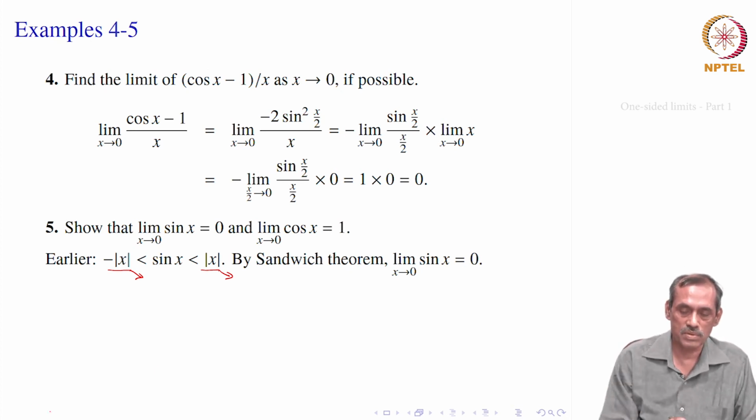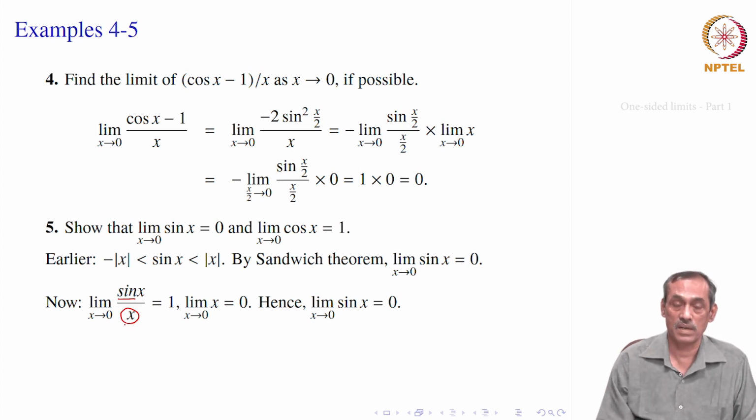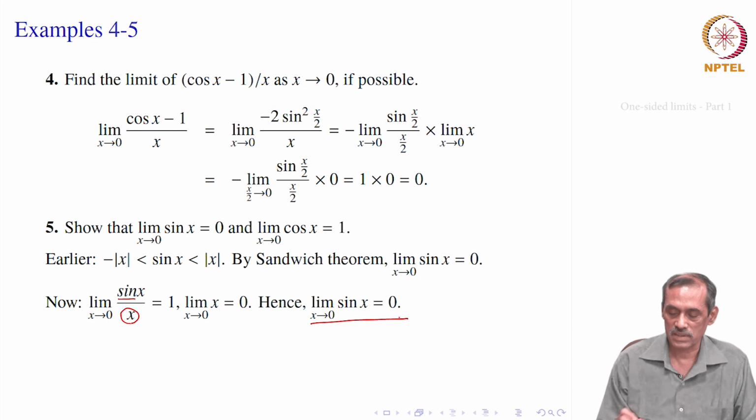However, now we can use sin x by x. You see that the limit of sin x by x is equal to 1, that we know. The numerator is sin x, and the limit of x, that is the denominator, is equal to 0. As our earlier result says, if the denominator limit is 0 and the limit of the ratio exists, then the limit of the numerator must also be 0 at that point. So, we can conclude directly that the limit of sin x is equal to 0.